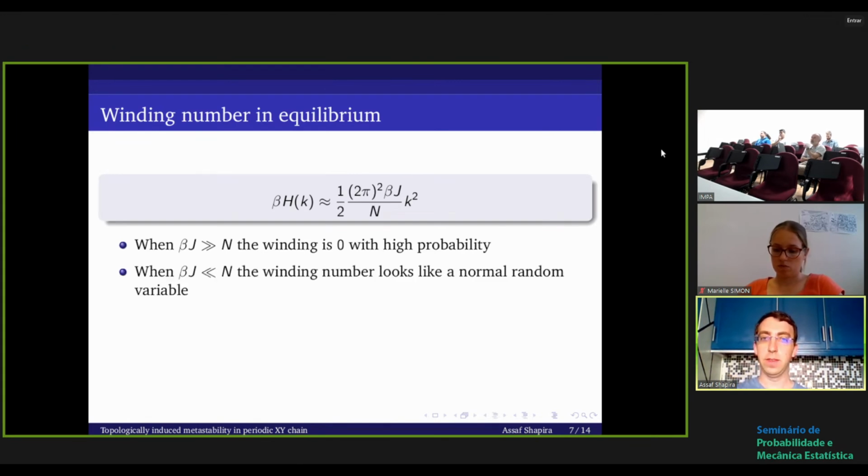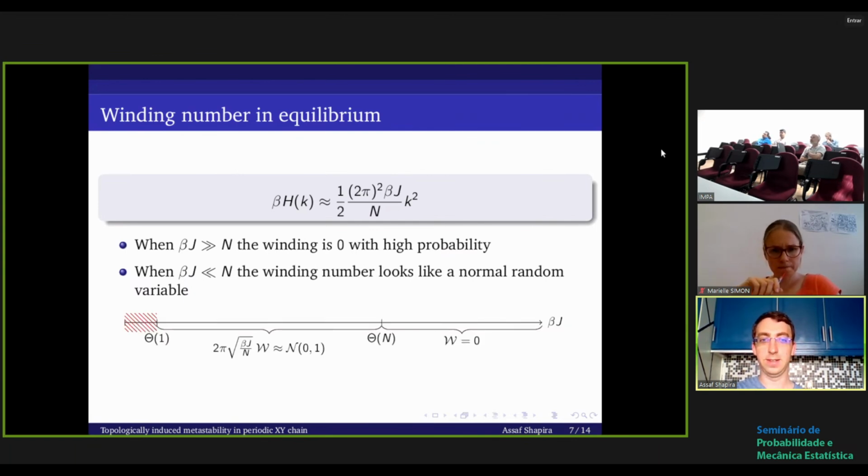On the other hand, when beta J is much smaller than n, then if k is 0, 1, 2, 10, they would all have comparable probabilities. So the winding number looks like a continuous random variable, right? It has a very large range. Even though it could only be an integer, it looks from far away like a continuous variable, which is normal because we have this coefficient times k squared in the exponential. It's just a normal random variable.